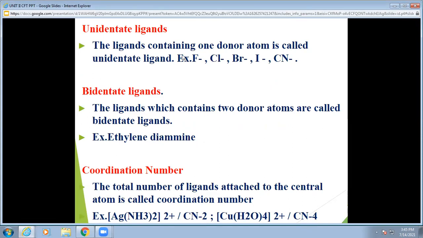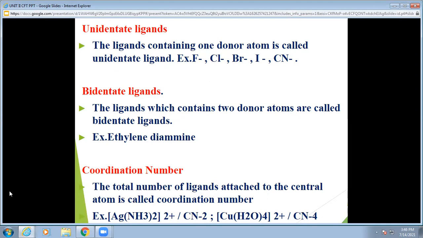Unidentate ligands: ligands containing one donor atom are called unidentate ligands, such as F minus, Cl minus, Br minus, I minus. Bidentate ligands: ligands which contain two donor atoms are called bidentate ligands, for example ethylene diamine.